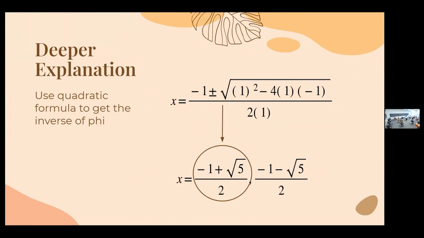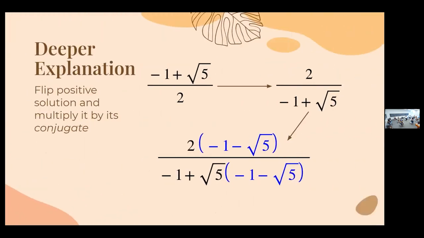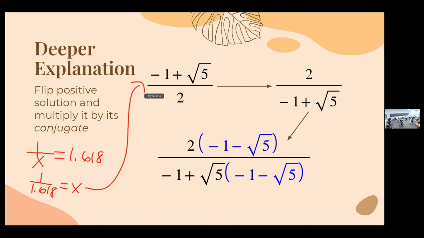One being read as negative 1 plus the square root of 5 over 2, and the other one is negative 1 minus the square root of 5 over 2. So we take the positive one because the negative solution is a measurement that we cannot use. However, we also use the positive solution because it's basically the inverse of phi. 1 over x equals 1.618. And so 1 over 1.618 equals x, which is the inverse, basically the solution here. And then we'll flip it on the other side to get the actual answer of phi.